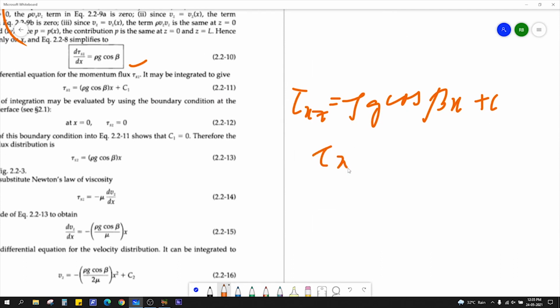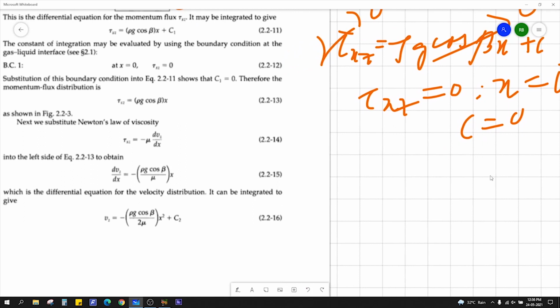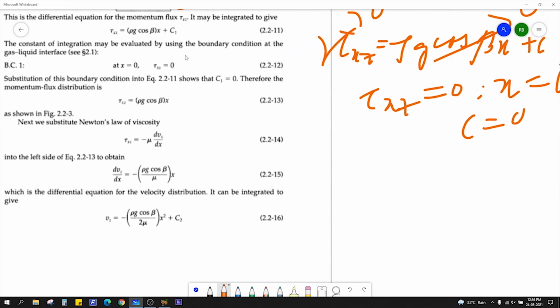So tau xz equals 0 at x equal to 0. Remember, we have the origin at this point, so at this interface x equals 0. Tau xz is 0, so this term becomes 0, and 0 equals 0 plus C. So C is 0, and you have got only this term. The constant of integration is 0.